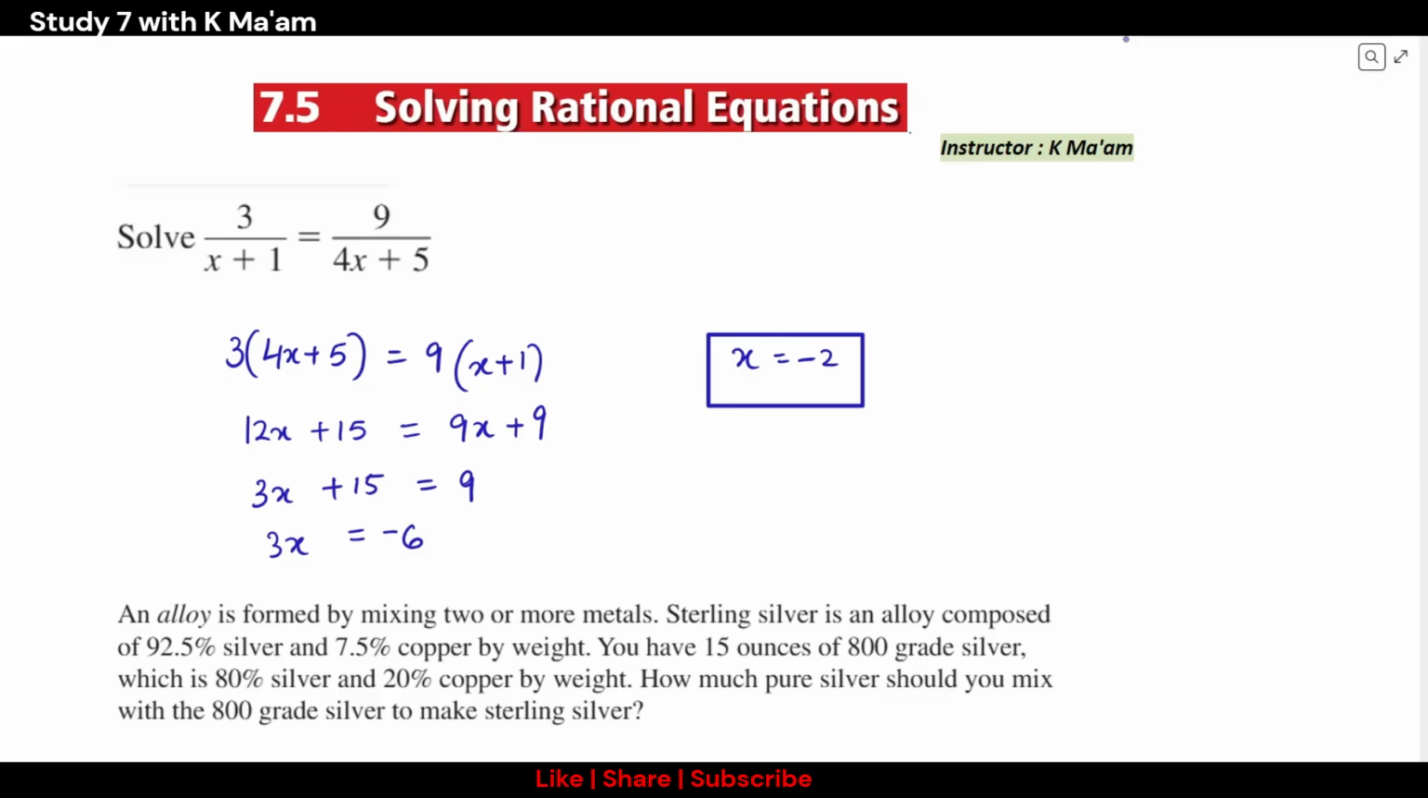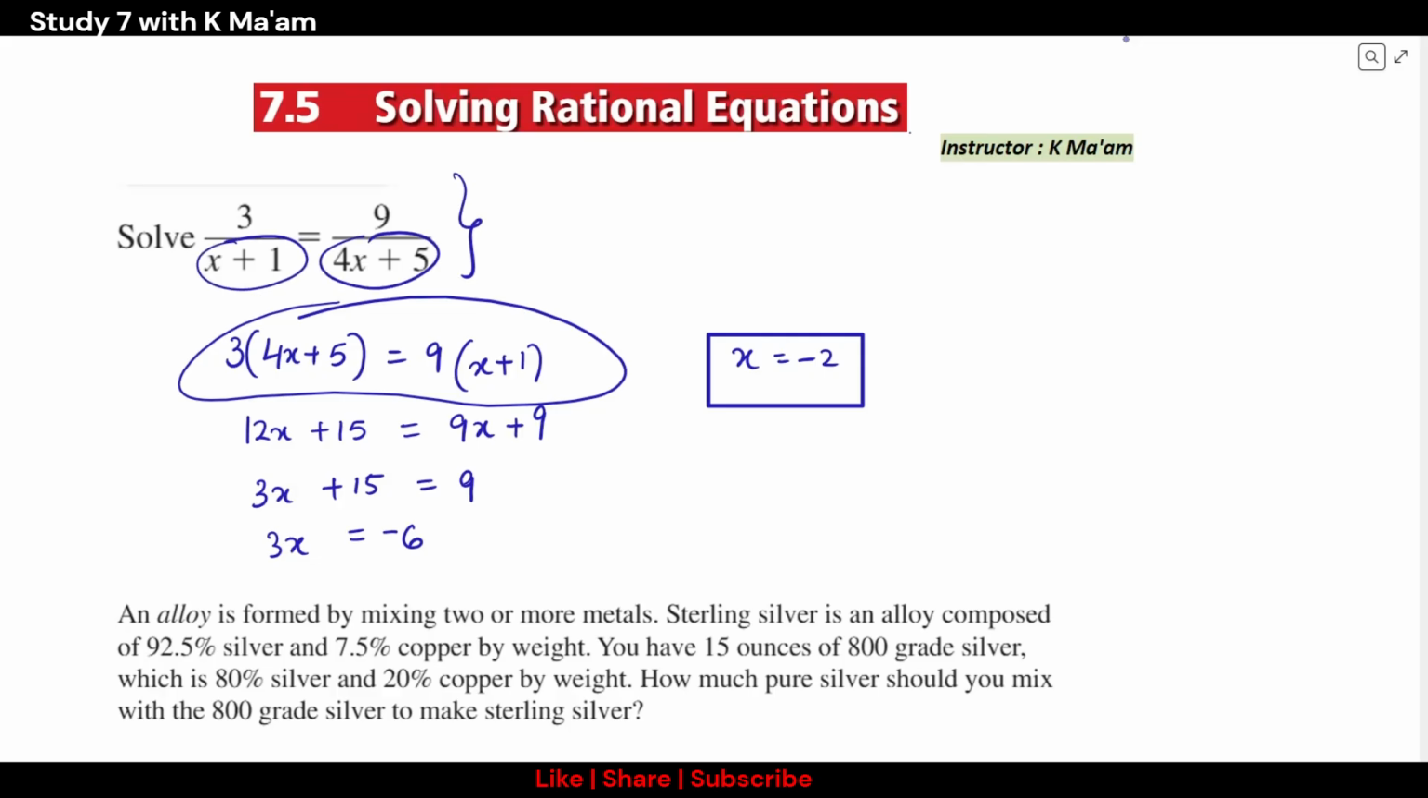Why so? Because a rational equation has a problem where the denominator can be 0. Okay, so let's substitute here. 3 over minus 2 plus 1. It's minus 1.